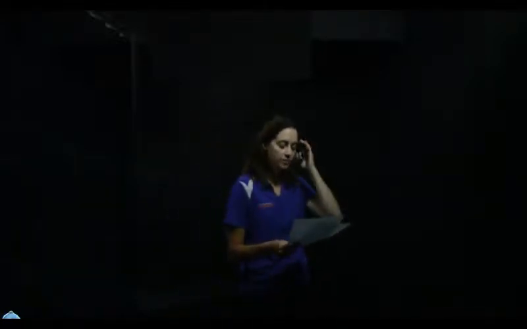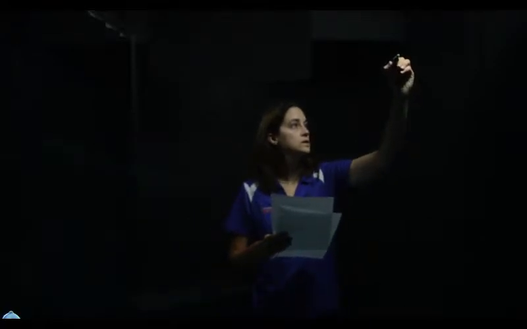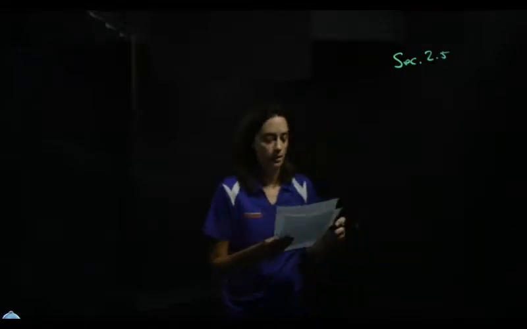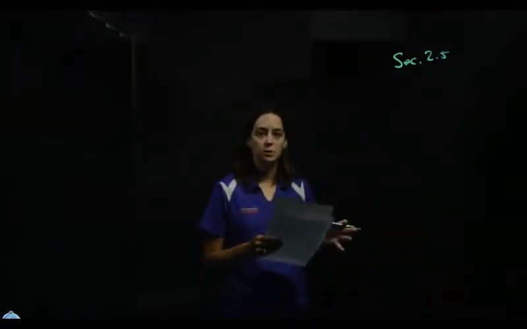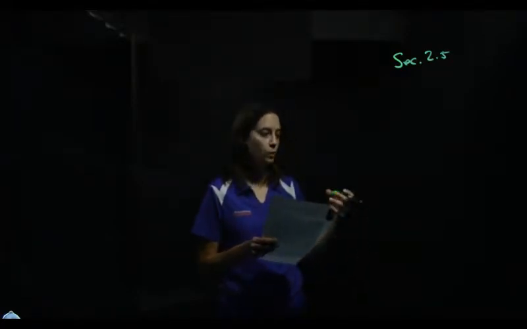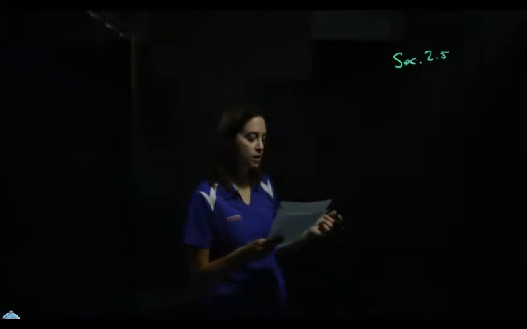Let's take a look at section 2.5 and 2.6. 2.5 is on series resistors and voltage division, and 2.6 is parallel resistors and current division. So parallel and series we've looked at before. The techniques in these two sections are a way to combine resistors to make the circuit smaller and a little bit easier to deal with when you're solving for things like voltage and current.